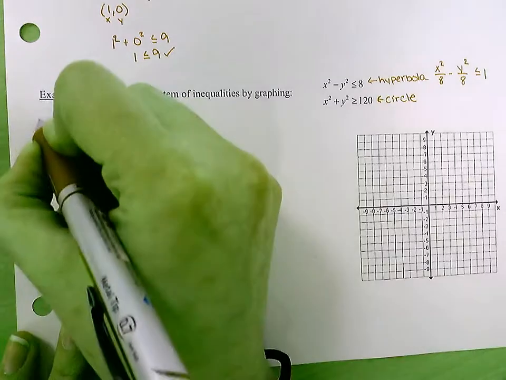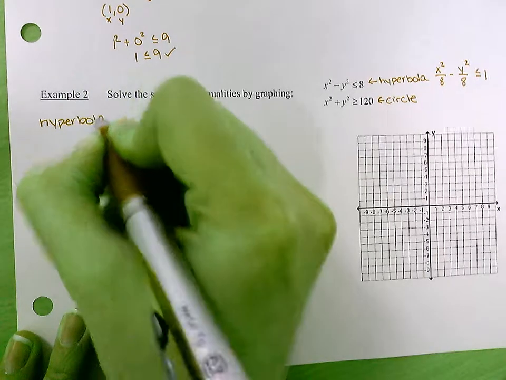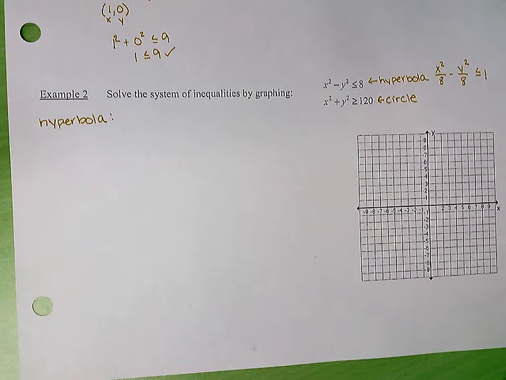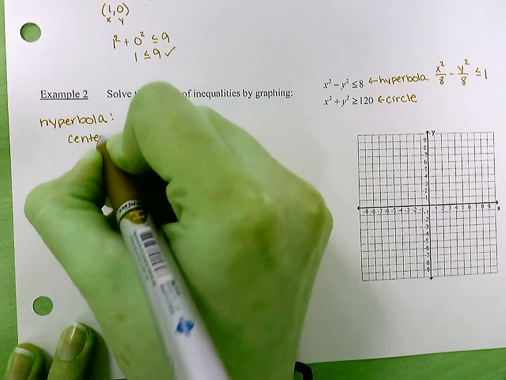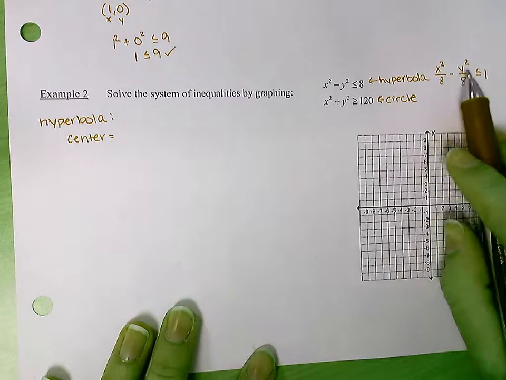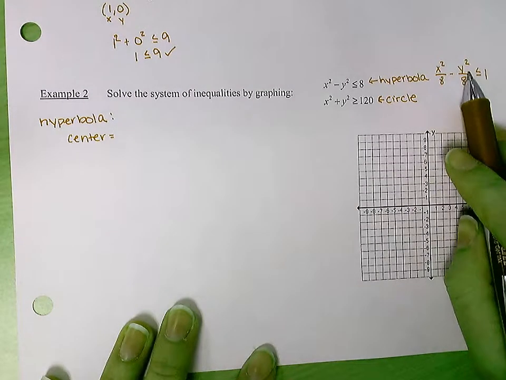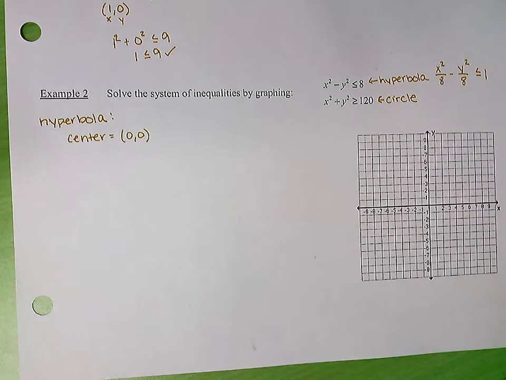For the hyperbola, we need to know its center, right? What is the center of this hyperbola? Look at h and k. What are my h and k values? Oh, 0, 0. My h and k values are 0 and 0, given that equation.